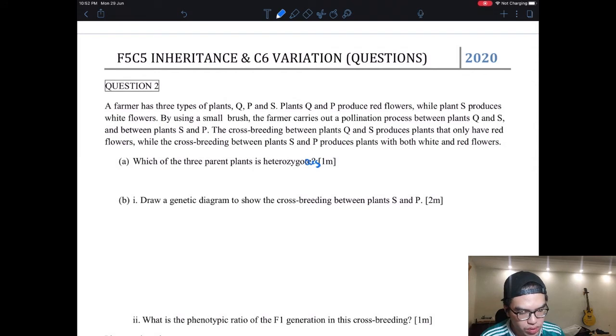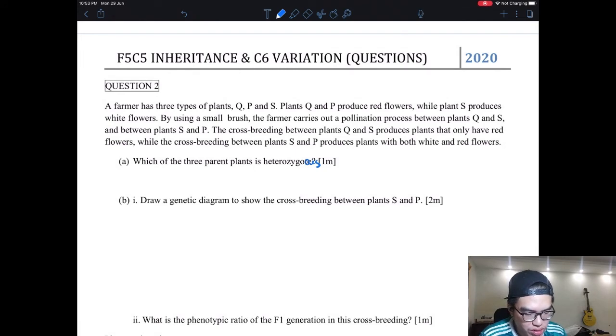Okay, it looks very confusing here. So what they did was, let's just assume, they should mention which is dominant. It could be white dominant or red dominant, but from our understanding, red is dominant. This question is a bit confusing.